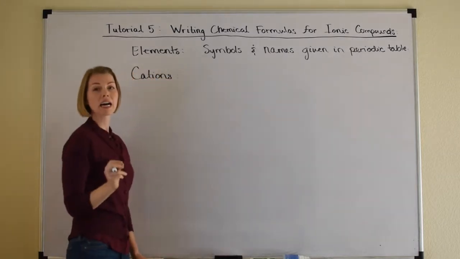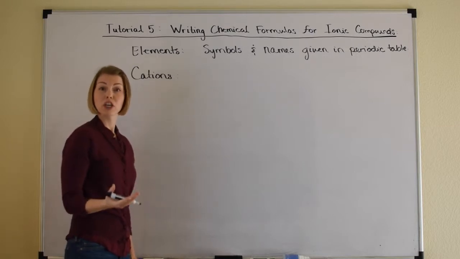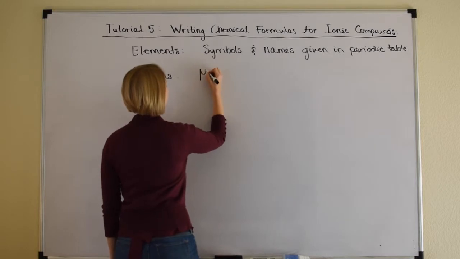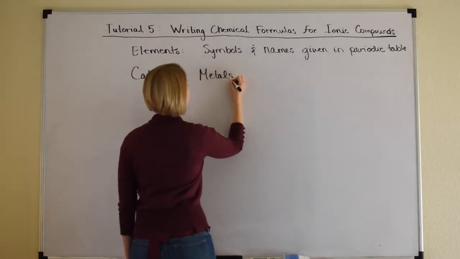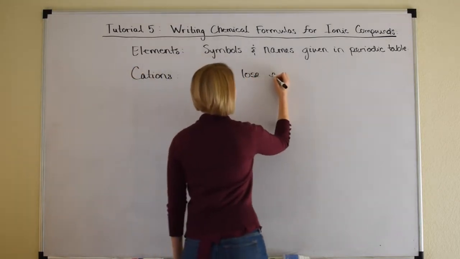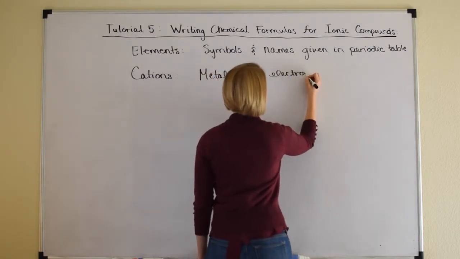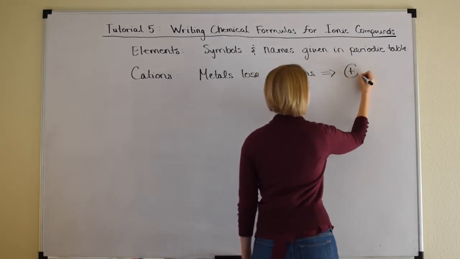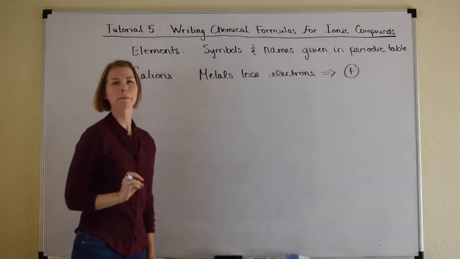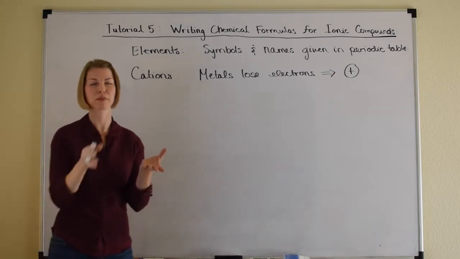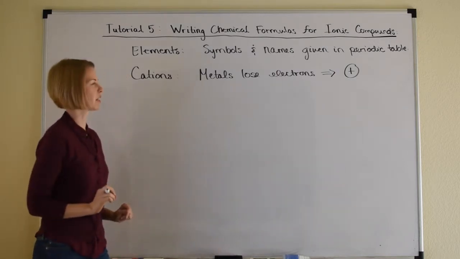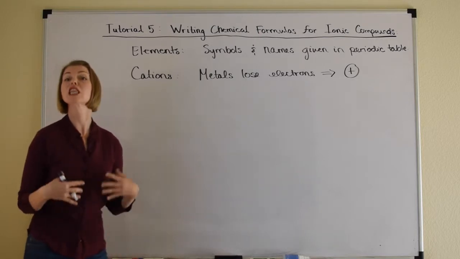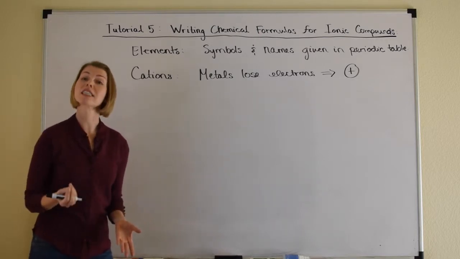Typically cations will form from metals losing their valence electrons. So I'm going to write that here. Cations typically form when metals lose their electrons, resulting in an overall positive charge. So I'm just going to write a plus charge here. Remember, the number of protons is now going to be greater than the number of electrons. Positively charged particle, cation. And we refer to this process, the loss of electrons, as oxidation.